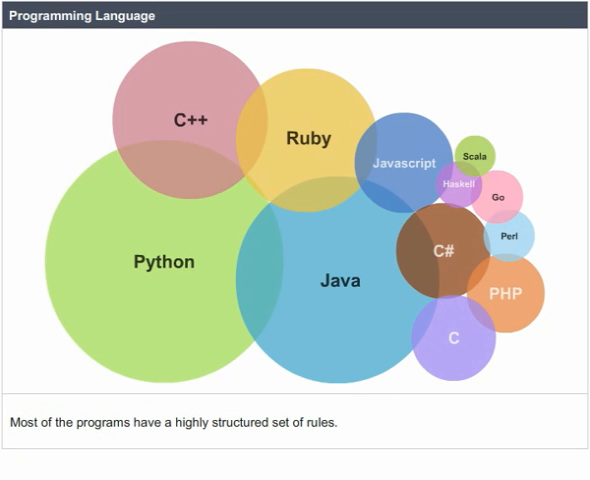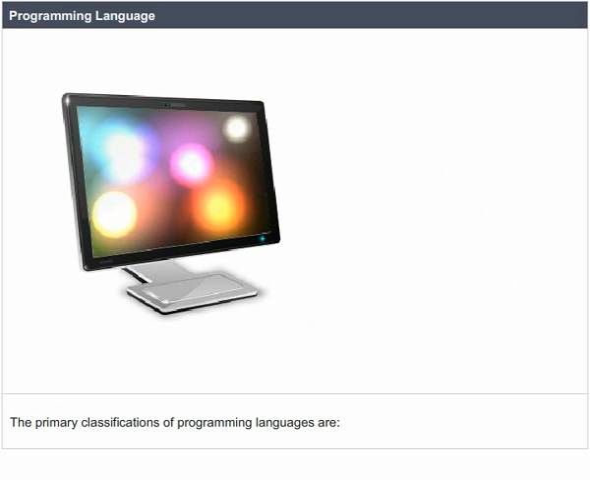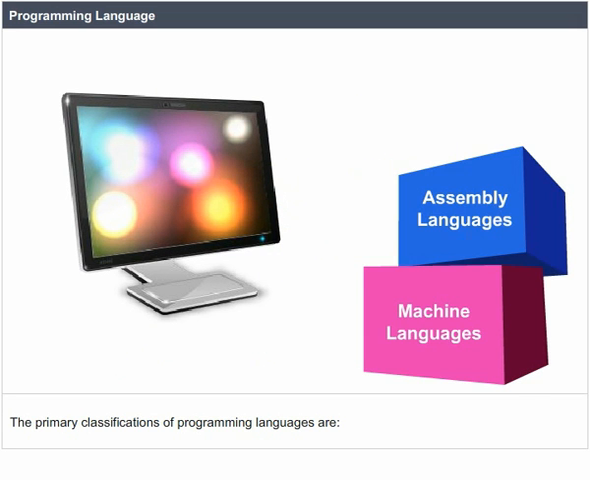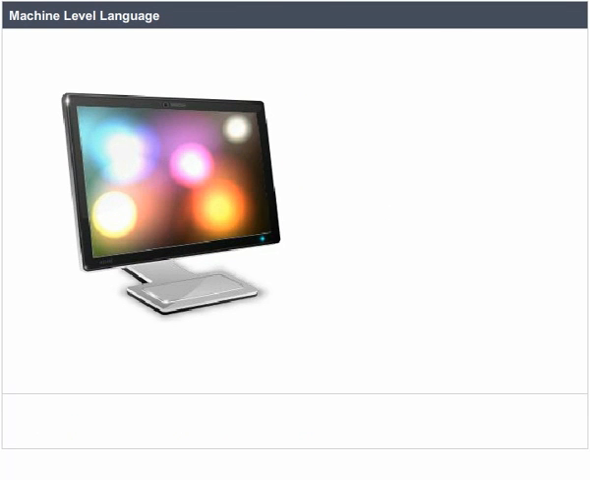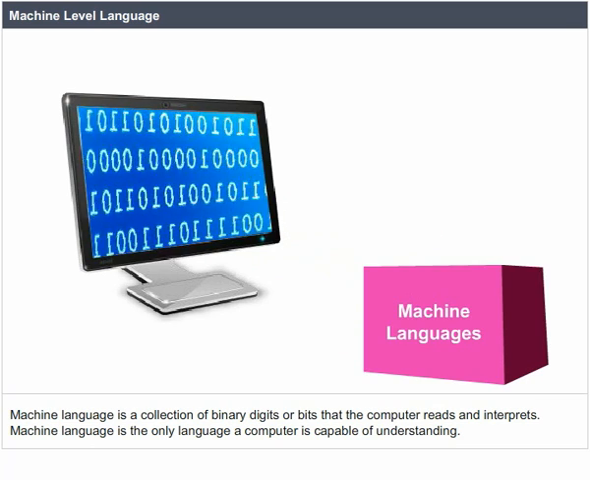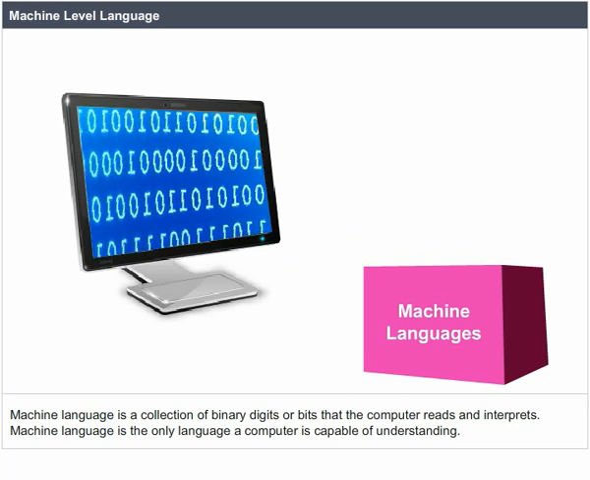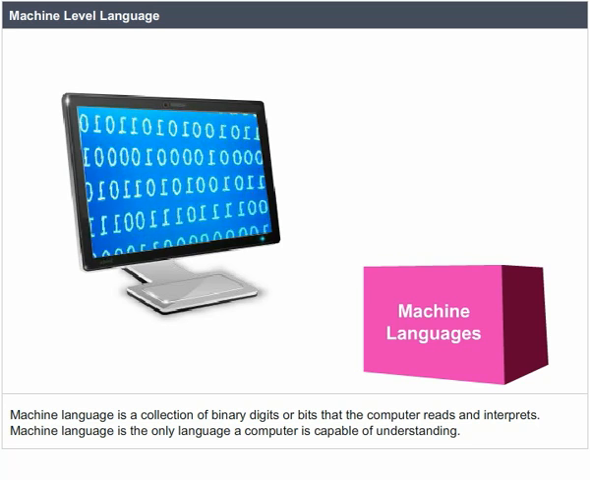Most of the programs have a highly structured set of rules. The primary classifications of programming languages are machine languages, assembly languages, high-level languages. Machine-level language. Machine language is a collection of binary digits or bits that the computer reads and interprets. Machine language is the only language a computer is capable of understanding.